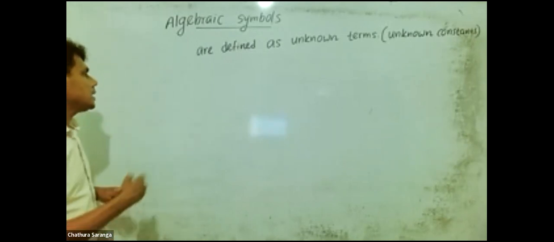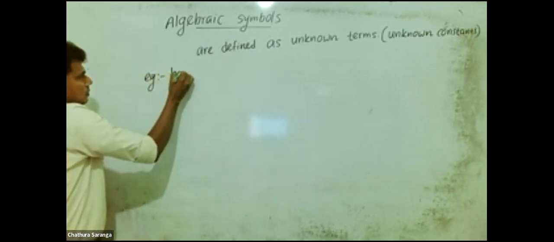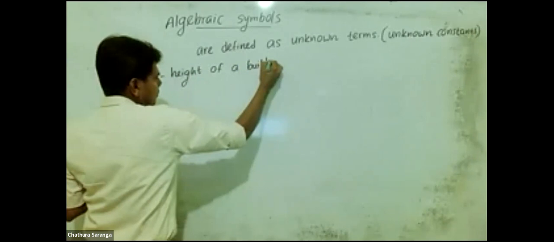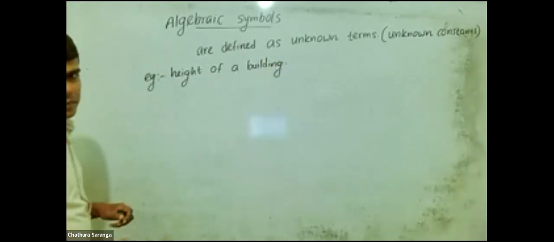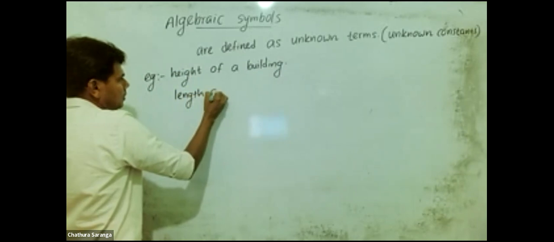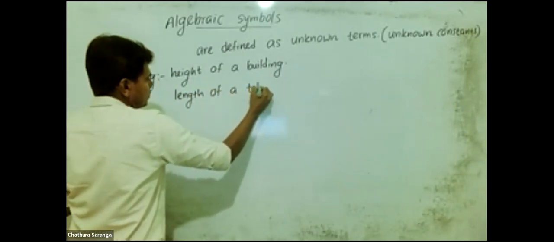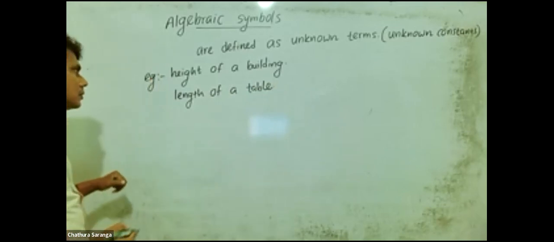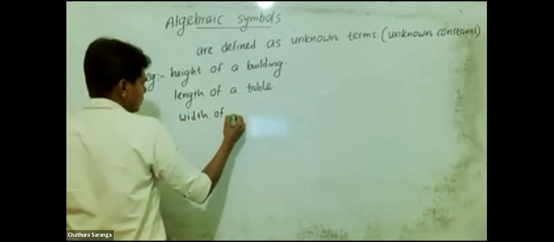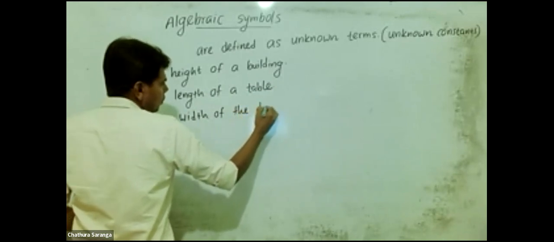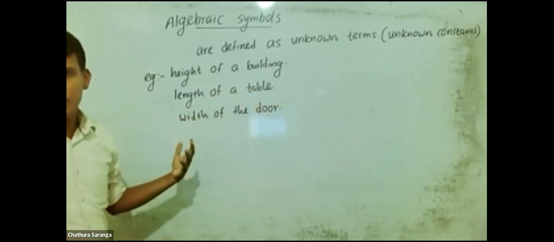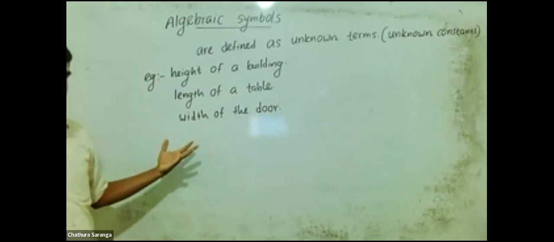Right? Example. Height of a building. Length of a table. Width of the door. These are constant, but we don't know them. Right? These are constant, we don't know.